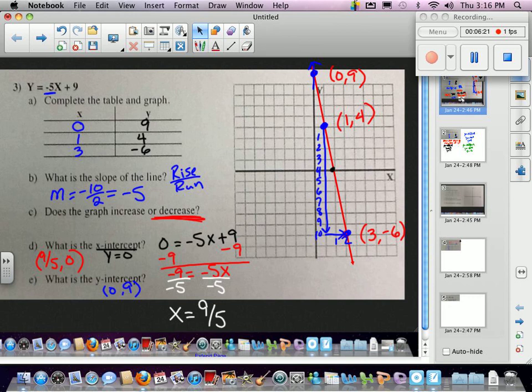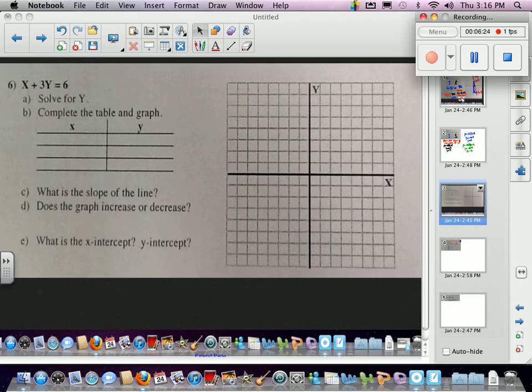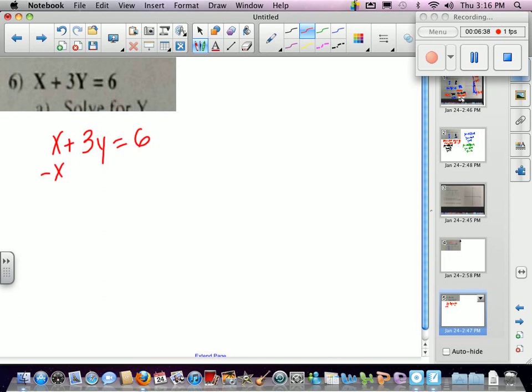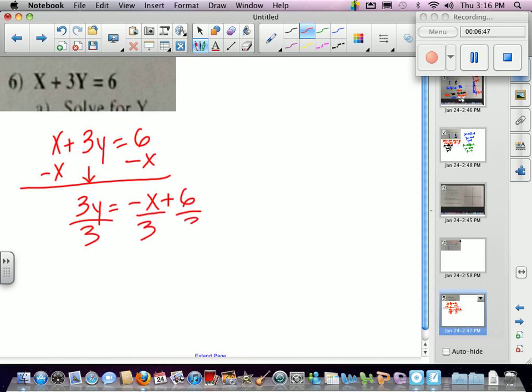Alright, in problem number 6, you're being asked to solve for y, and we have x plus 3y is equal to 6. So we're going to take this and solve this for y. I'm going to rewrite it. First thing we need to do is subtract x from both sides. And that's going to give us 3y equals -x plus 6. We're going to divide everything by 3. When we do that, we end up with y is equal to -x over 3 plus 2.